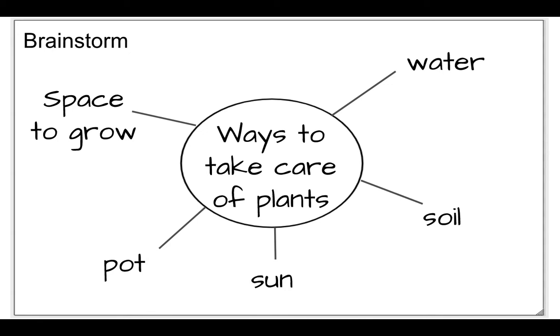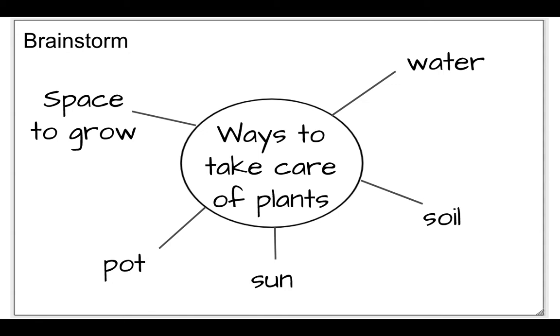So now that I have 5 ideas of how to take care of a plant, I need to narrow down my focus to 3 different big ideas. So as the author, it's my choice of what I want to choose. But I'm probably going to choose the ones that I think are the most important or the most interesting for the readers.